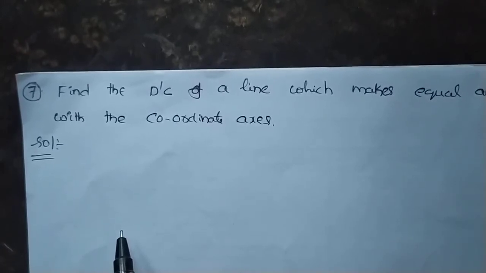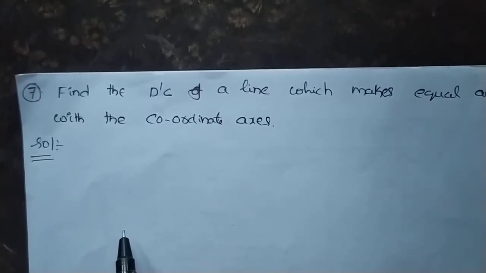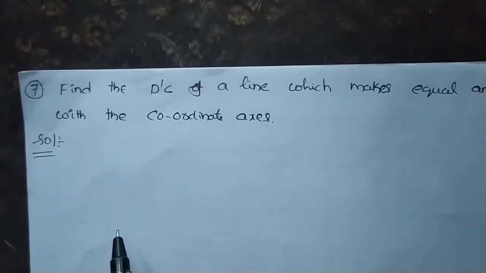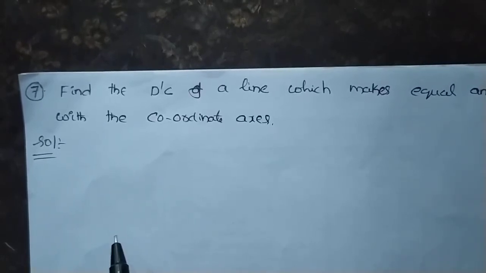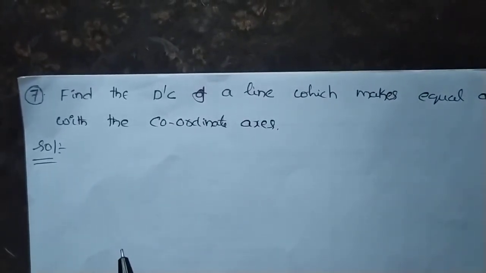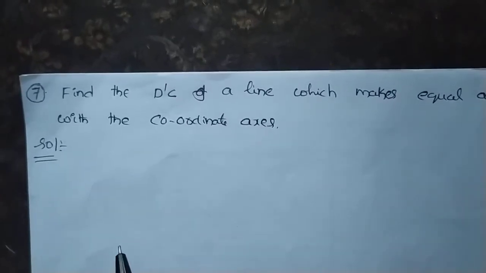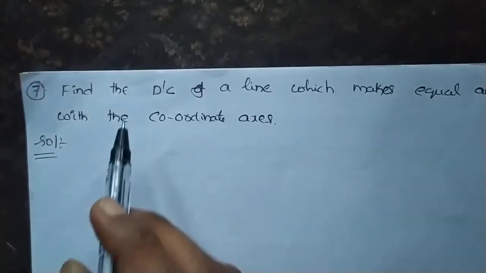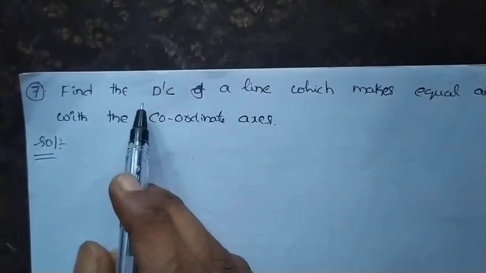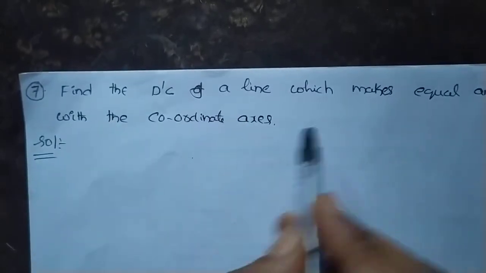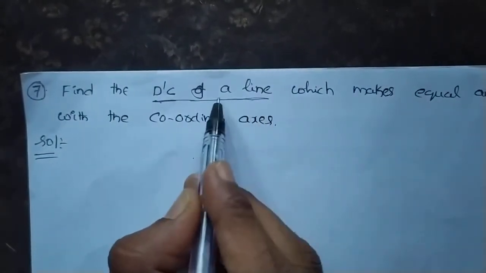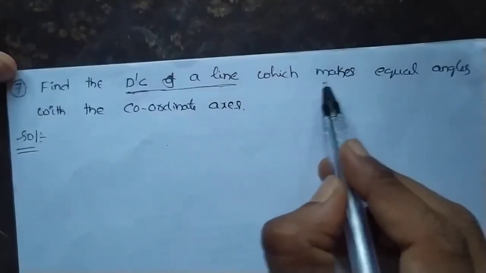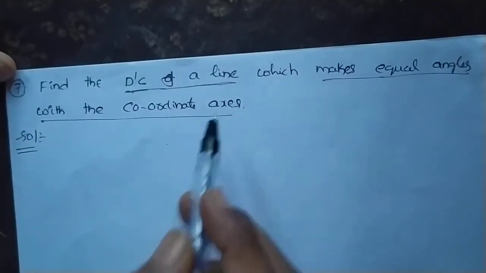If we know the angles, then the direction cosines of a line are cos alpha, cos beta, cos gamma. These concepts we already discussed in our previous classes. I hope you know the concept of finding the direction cosines. Here we have a different problem: find the direction cosines of a line which makes equal angles with the coordinate axes.